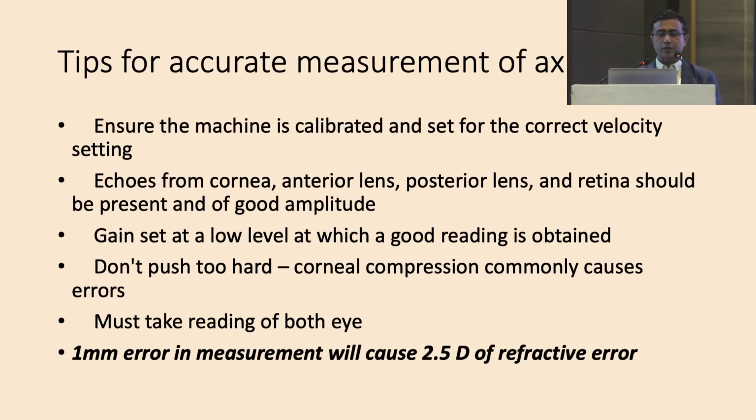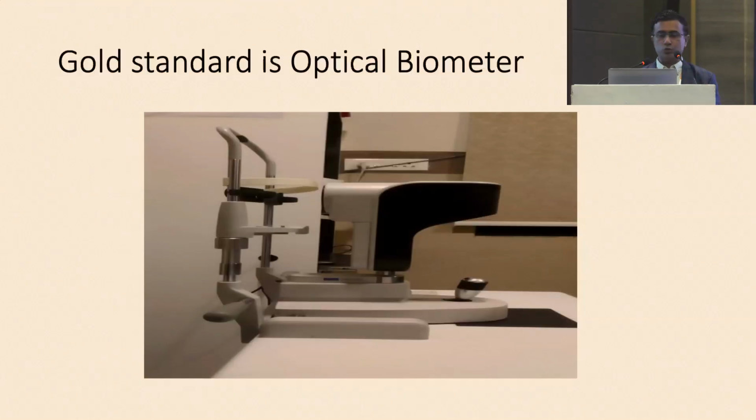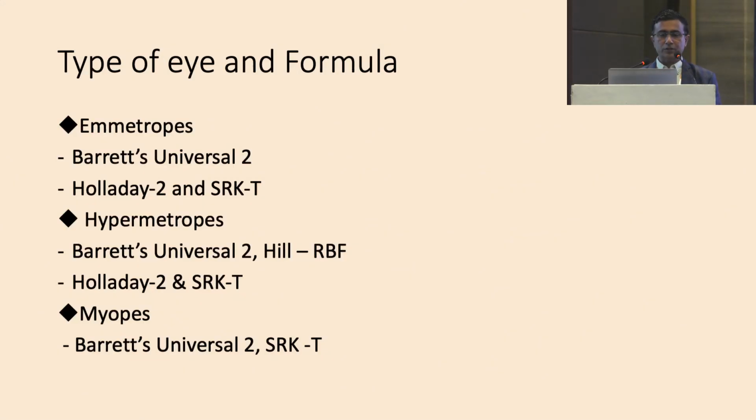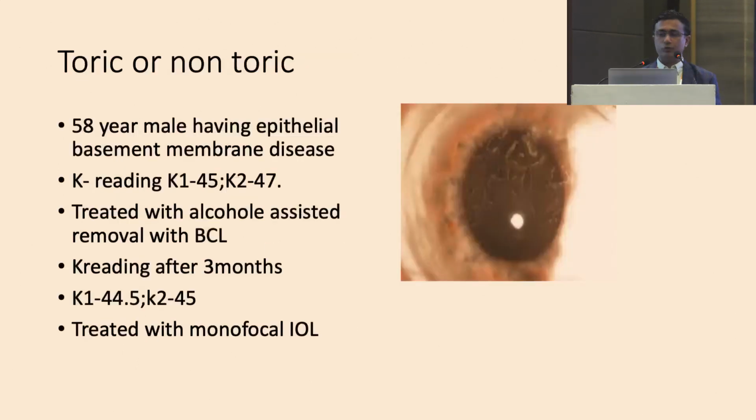Now tips for accurate measurement of the axial length: ensure that the machine is calibrated well. Echoes from the cornea and the anterior and posterior lens surfaces should be perfect, and you should not push onto the cornea, particularly if you are using the applanation biometer, because it can cause error post-operatively. These are the various formulas which can be used in various eyes. If you have hypermetropic eyes, you can use Barrett Universal 2 or Hill RBF formula, but the most accurate one is the Barrett Universal 2 formula.